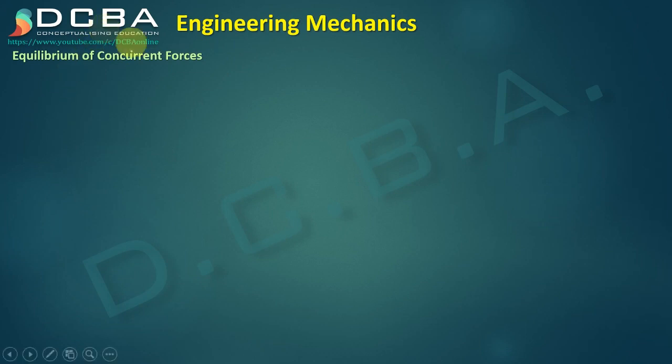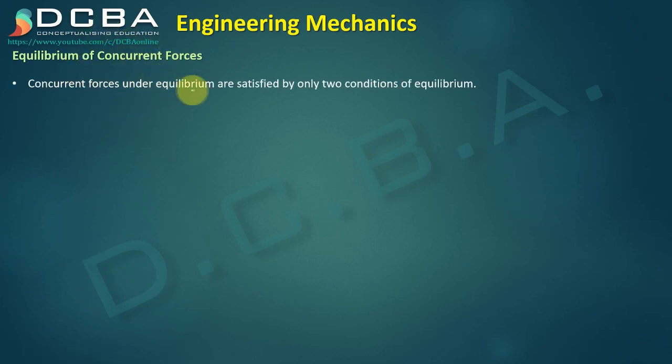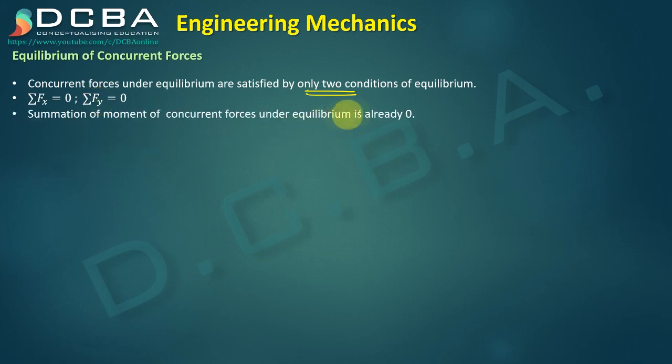So when I am talking about equilibrium of concurrent forces, they are satisfied by only two conditions of equilibrium. We have learned three conditions of equilibrium: summation Fx equals to 0, summation Fy equals to 0, and summation M equals to 0. But concurrent forces are satisfied by only two conditions. Which are those? Summation Fx equals to 0 and summation Fy equals to 0. Okay. When I say that concurrent forces are under equilibrium, it automatically means that there is no moment at any point, or summation of moment of concurrent forces under equilibrium is already 0.